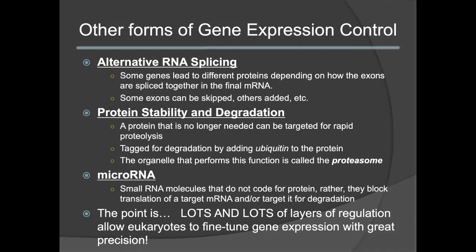MicroRNA and its use in the cell can also control gene expression. MicroRNA refers to small RNA molecules. These molecules do not code for any protein, however, they do have an important role in controlling gene expression. In this instance, they will block the translation of a target mRNA molecule. They will also target it for degradation. As a result, these microRNAs will act as small tags to notify the cell that this mRNA transcript is no longer needed. Overall, there are many different layers of regulation that can allow for eukaryotic cells to fine-tune and control their gene expression.